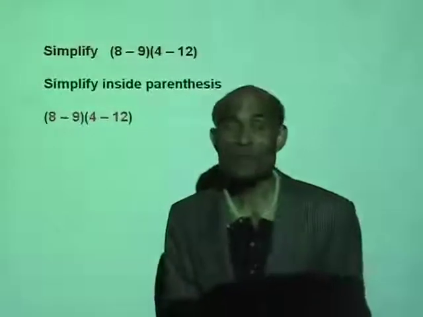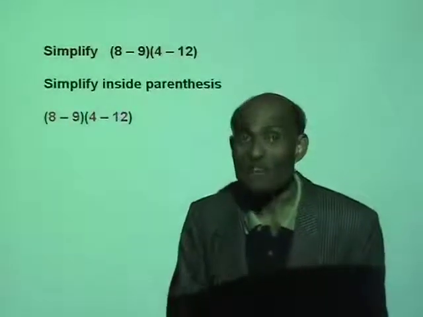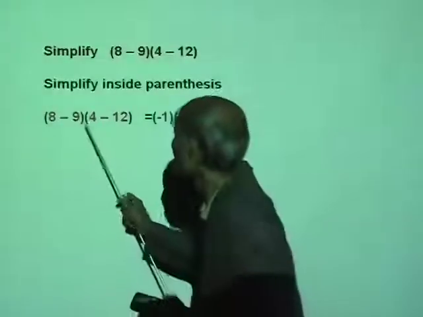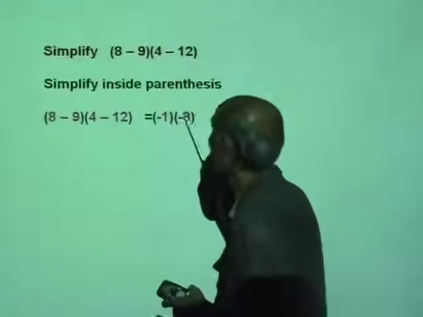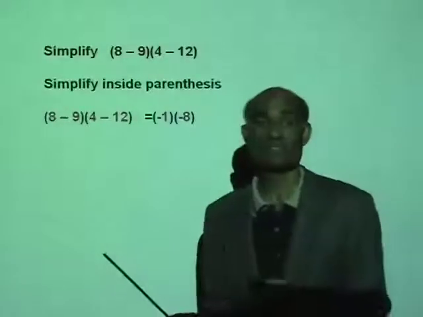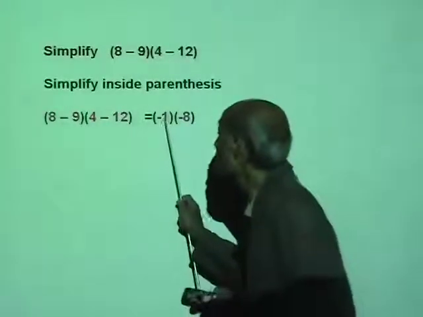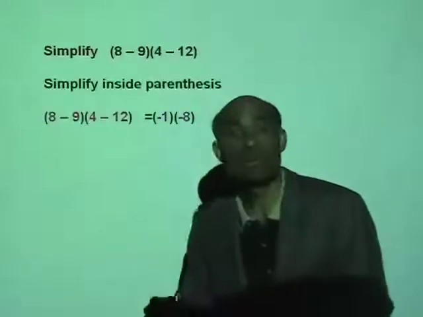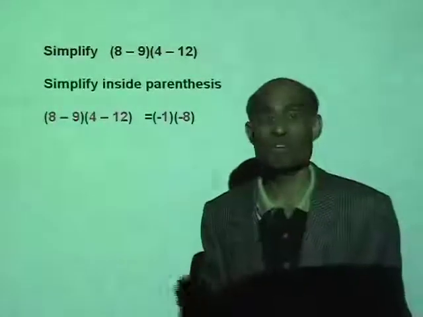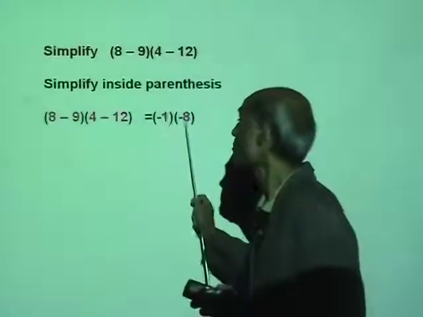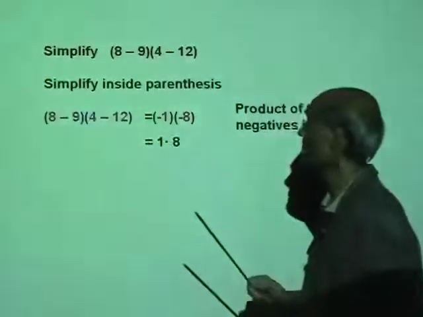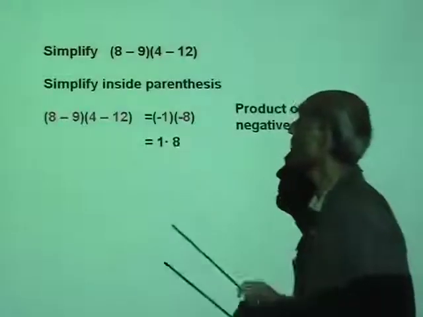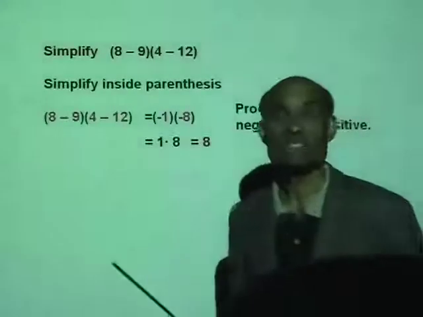4 minus 12 will be negative 8. So this will be now negative 1 multiplied by negative 8. Multiplying two negative numbers will give you a positive number. Negative 1 multiplied by negative 8 is positive 8. So that will be 1 multiplied by 8. That's equal to 8.